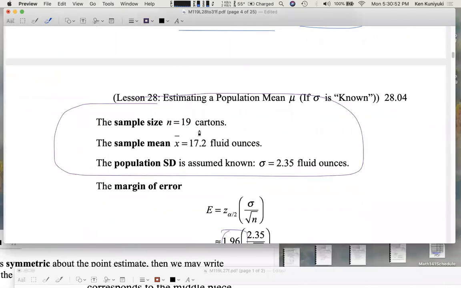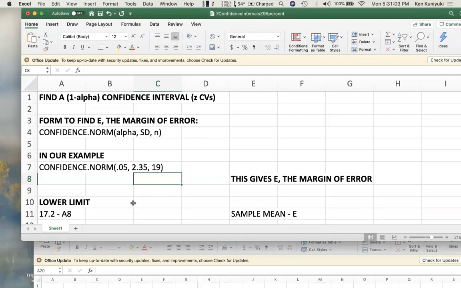So that was all this sample data here. This is the population standard deviation. That's presumed known. All right. So let's type this in.